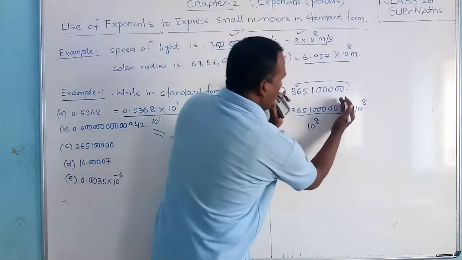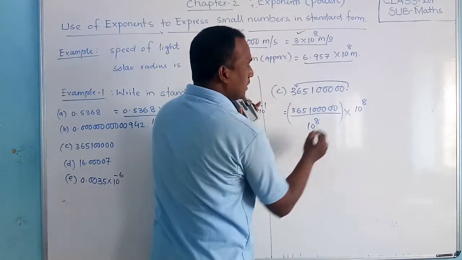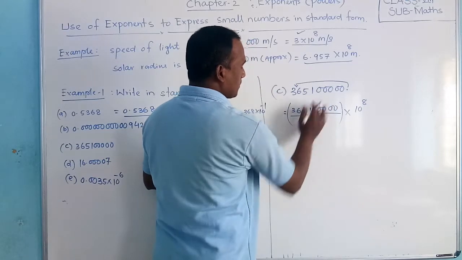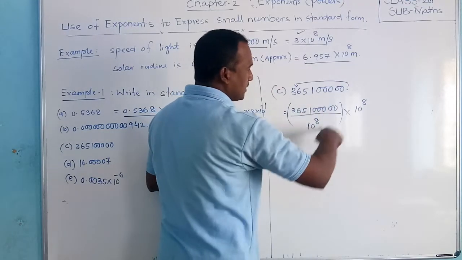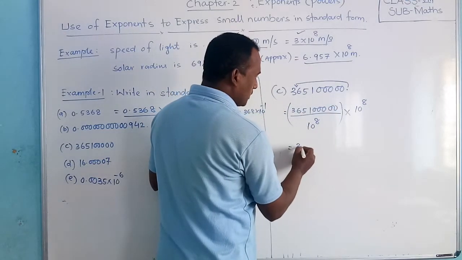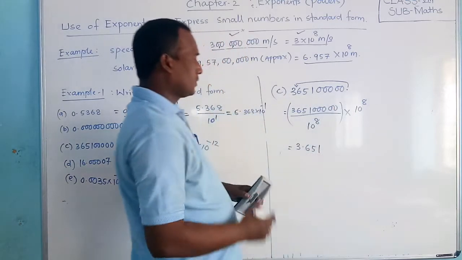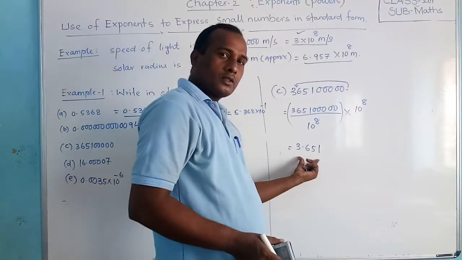So this number I am writing first like this. Then after, you are multiplying by 10 power 8. So this doesn't change, only we are changing this. Is equal to, now if we divide this, then the answer will come 3.651. This 0 is noted. Are you clear?